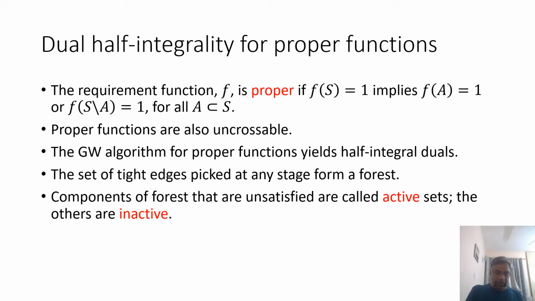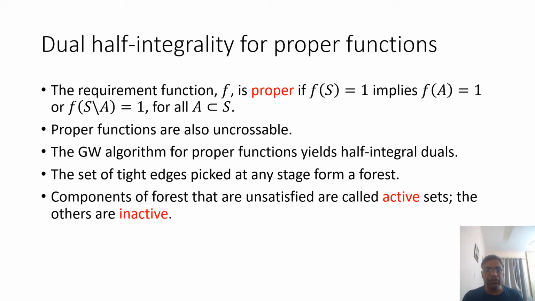Now, there is a subclass of uncrossable functions which we call proper functions, and this was considered by Goemans and Williamson in their paper from the early 90s. The requirement function f is called proper if I take a set which has requirement 1 and I break it up in whichever way I like, then one of those pieces needs to have requirement 1. Then we would say that the function is proper. Proper functions are a special case of uncrossable functions. And the Goemans-Williamson algorithm for proper functions yields half-integral duals.